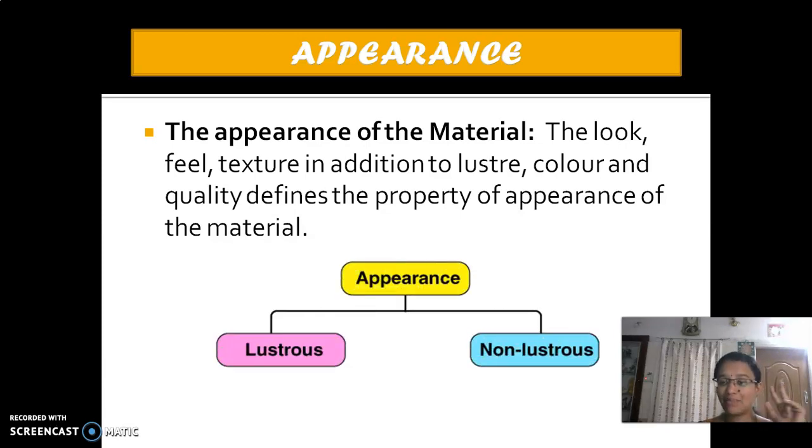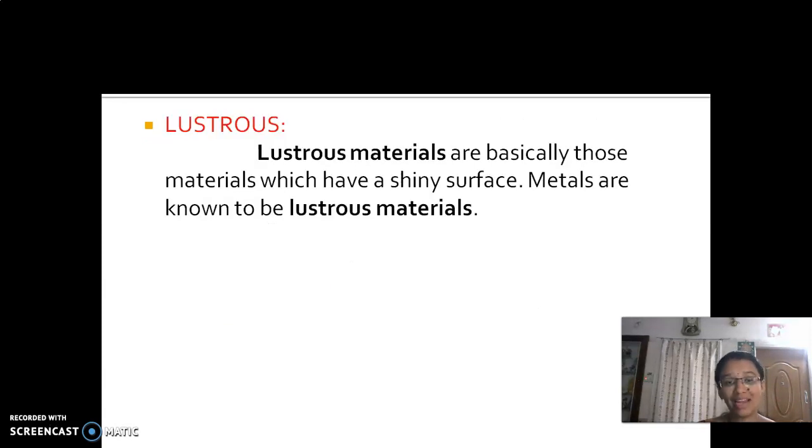The appearance can be classified into two: lustrous and non-lustrous. What do you mean by lustrous? Lustrous is the shiny property of a material. It has a shining appearance. Give me some examples of shiny materials. Steel, gold, silver, platinum, everything has a shiny appearance. The materials which have a shiny appearance are called lustrous materials.